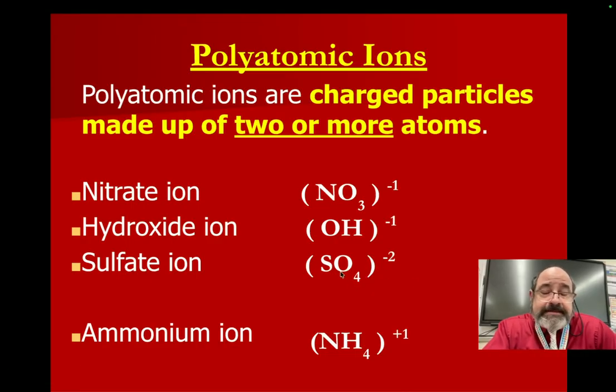So sulfate, SO4, parentheses, hanging out together as a -2. Most of them are minuses. This is one of the exceptions. It is ammonium. NH4, parentheses, +1. So that's a +1 ion, a cation. You don't see too many of them, so that's why I'm pointing it out to you.